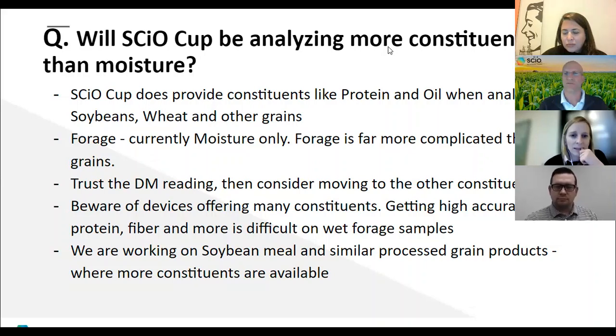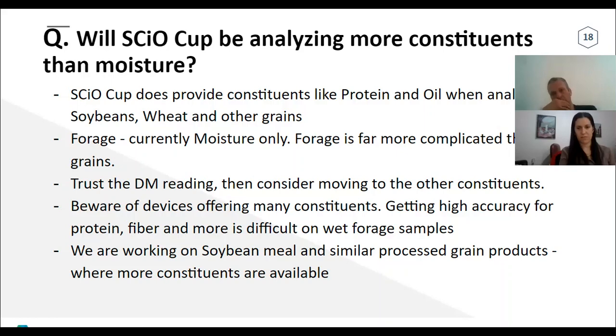The reason is twofold, basically. First of all, forage is very complicated, as I said. It's a complex material, and therefore it makes it more difficult to measure constituents other than moisture. And since it is so complicated and we see the benefit is mostly in moisture, we want to make sure moisture is 100% accurate, or as accurate as we can do. So we're focusing all of our efforts to make sure our customers are getting valuable and good results out of the moisture testing. Once we feel that this is well stabilized, then we'll move on to potentially doing other constituents for forage.